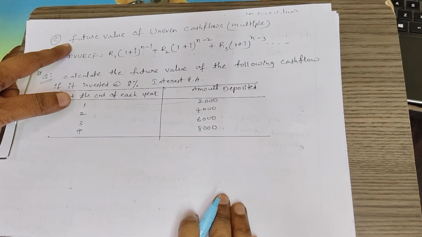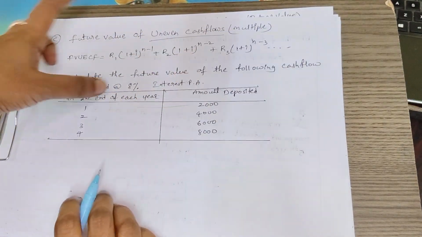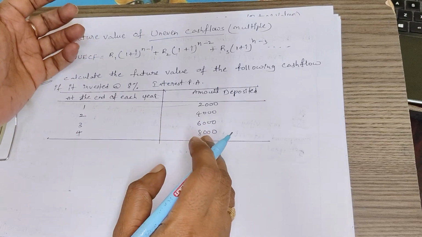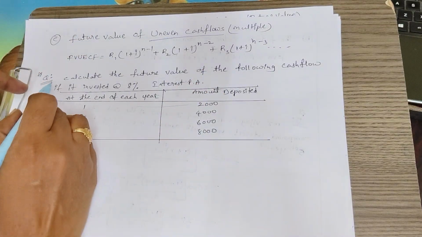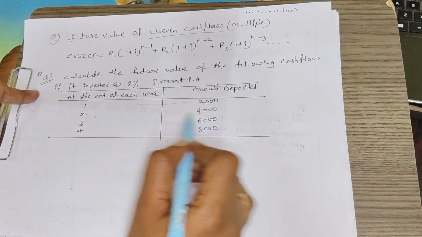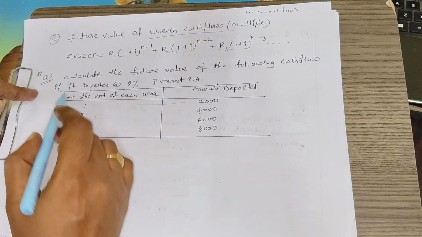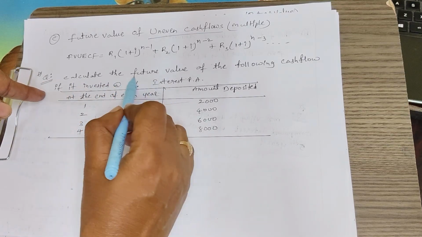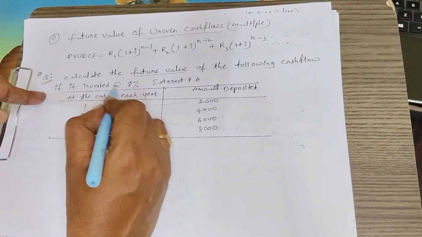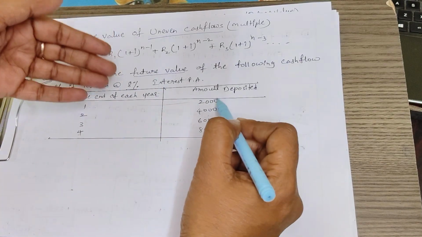Third method under compounding techniques: future value of uneven cash flows. Uneven means every year we are investing a different amount of money. For example, see this question. 4 years are given. First year 2000, second year 4000, third year 6000, fourth year 8000 invested. Then what is the question here? Calculate the future value of the following cash flows if it is invested at the rate of 8% interest per annum. So here different amounts are given.